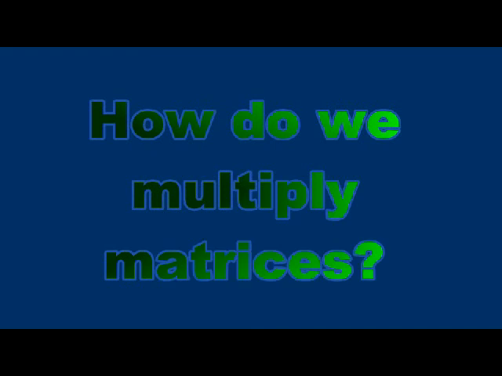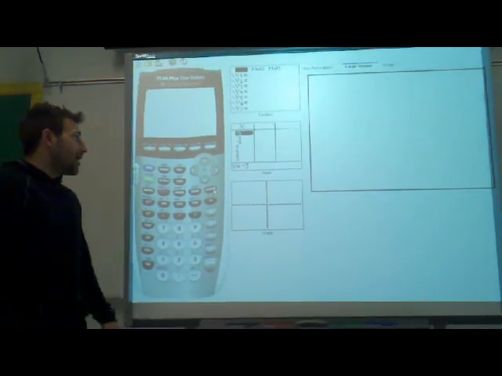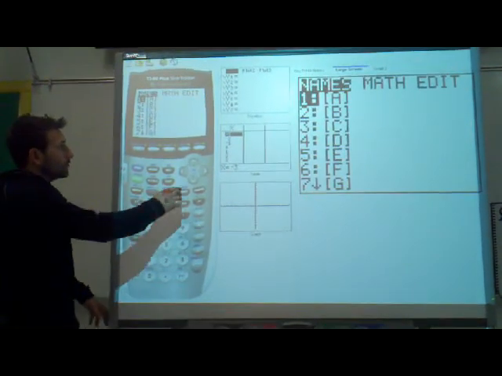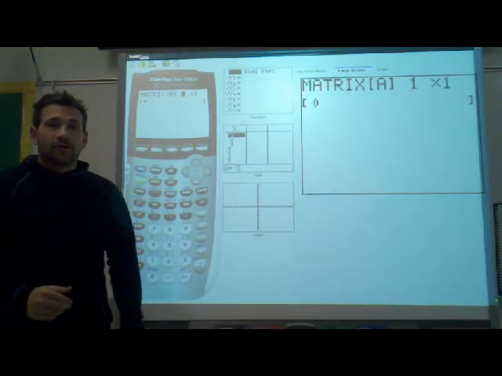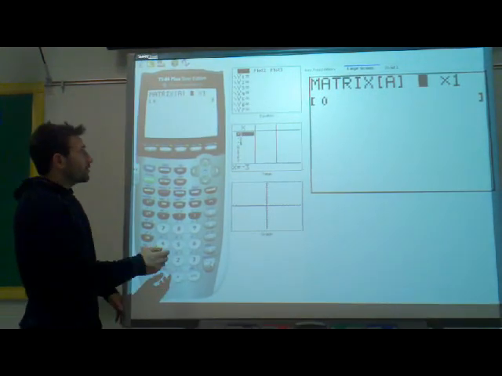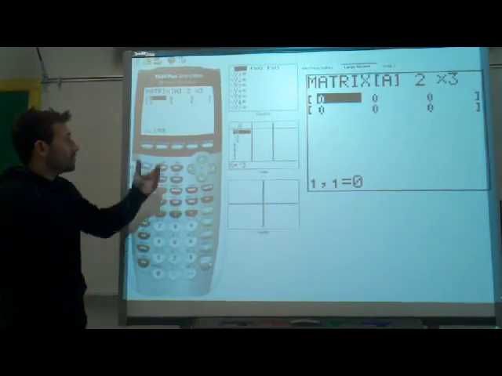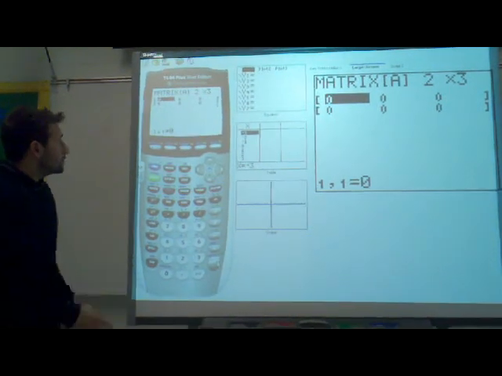How do we multiply matrices? Before we can multiply matrices, we first have to enter them into our calculator. To do that, you go to second matrix, go over to edit, and press enter on A. Now it's prompting us to put the size of the matrix in there. So this is a 2 by 3, so let's press 2 and 3. Press enter. And you see a 2 by 3 matrix comes up. Now let's put its entries in there.